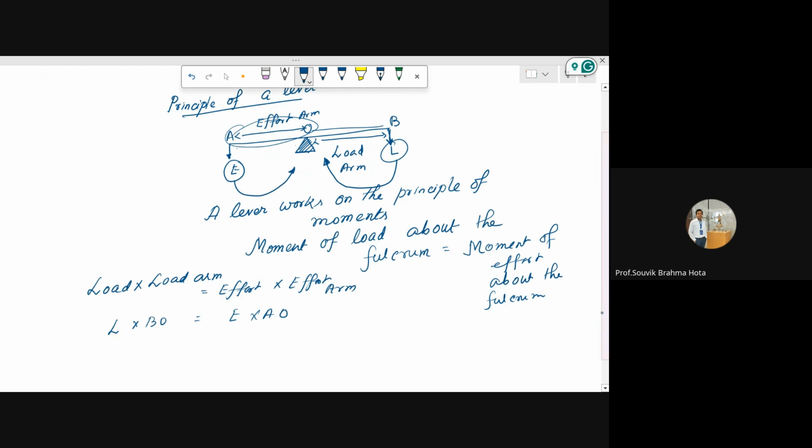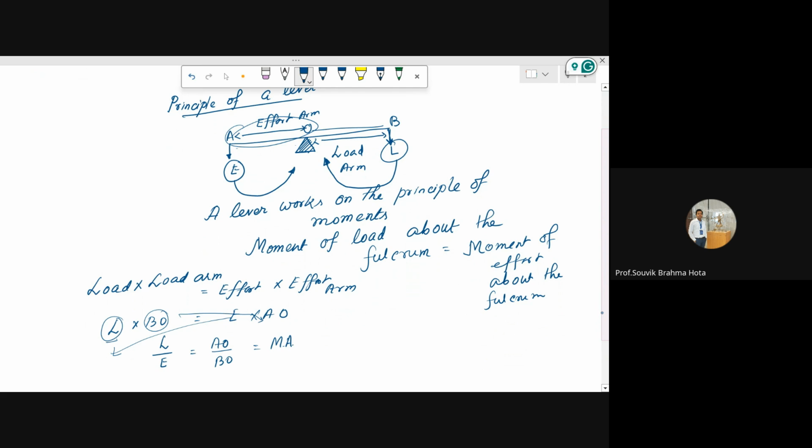Now what I can do, just do load by effort, that means load divided by effort. Here you just bring it over here, so this AO goes down, so that is AO by BO. And load by effort is nothing but mechanical advantage. Now here in this type of lever, you can see as this load arm is equal to the effort arm, so the mechanical advantage is 1.